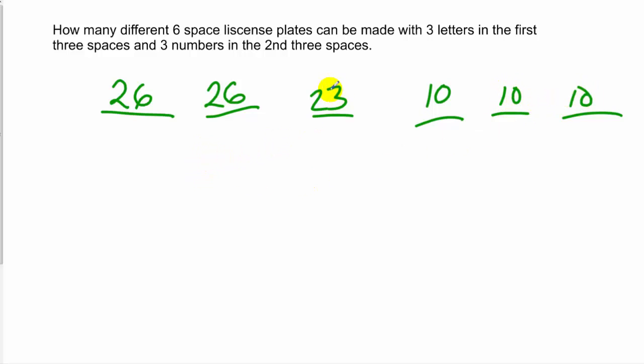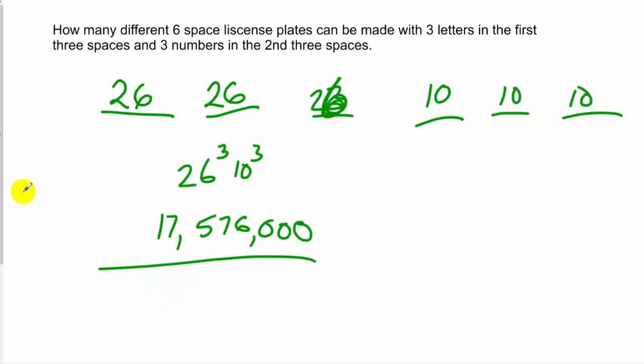Whoops, I can't believe I just put 23 right here instead of 26. This gives me 26 to the third power times 10 to the third power, which is a pretty big number. About 17,576,000 different license plates. California used to be a six number license plate, and they went through over 17 million combinations, which is why we now have, I believe, 7-digit license plates. We're not talking about vanity license plates, that's different.